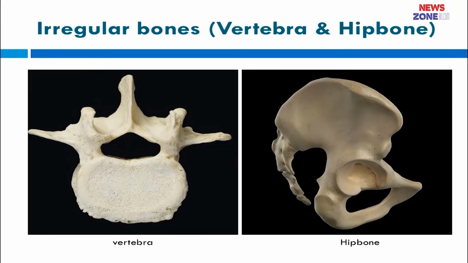Let's see some pictures. In this picture, we can see this is the vertebra having the body, pedicle, transverse process, articular processes, superior and inferior, and the spinous process. So it doesn't have any particular shape. Again, this is the hip bone along with the sacrum. We can see this is the ilium, this is the pubis, this is the ischium, this is the ischiopubic rami, this is the acetabulum. It is also an irregular bone.